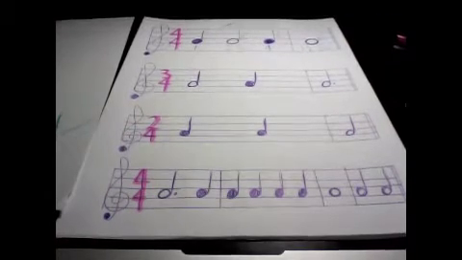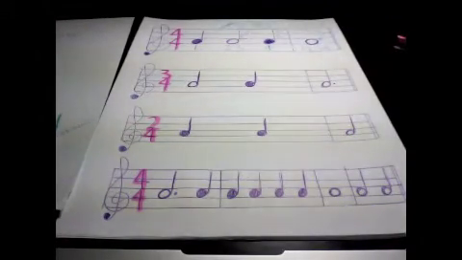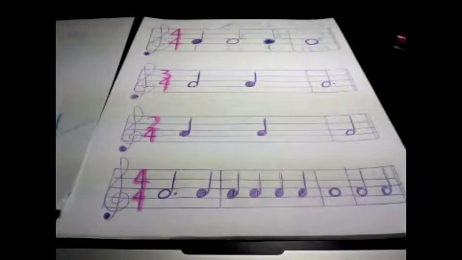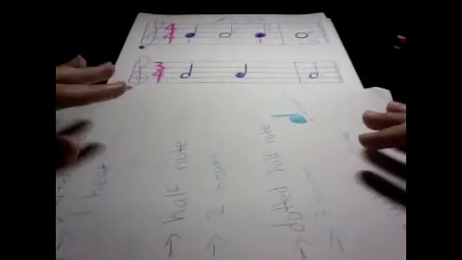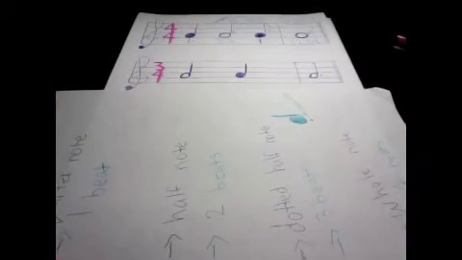So if you wanted to count and clap it, it would go like this. 1, 2, 3, 4, 1, 2, 3, 4. Okay? Now let's look at the next example. So this next example right here, let's see. Okay. So this next example, let's look at this time signature.